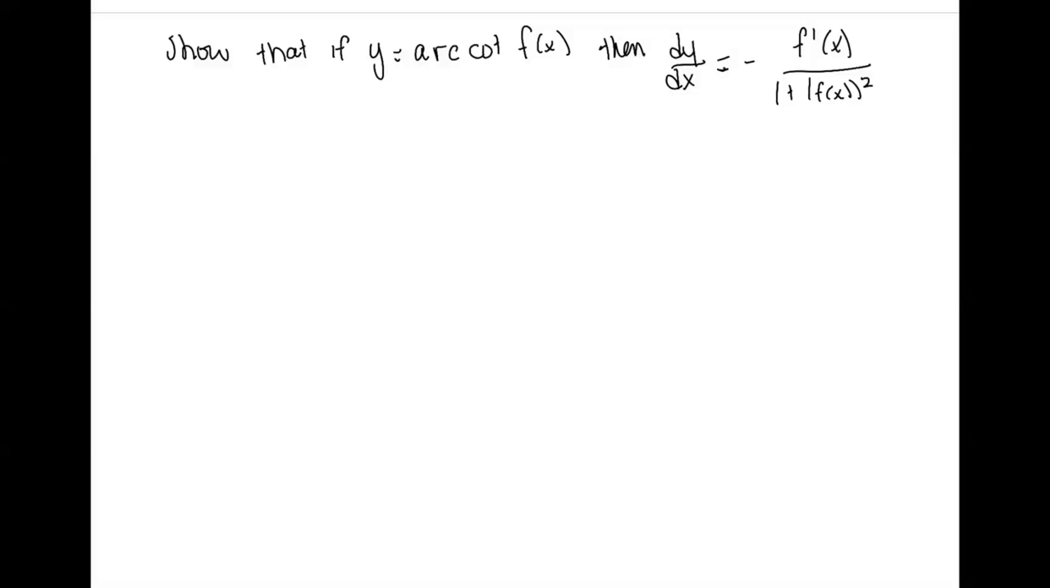Okay, in this video, we're going to show that if you have the function arccotangent of f of x, so f of x is the input, then the derivative is negative f prime of x divided by 1 plus f of x squared. We're going to use some of the techniques that Patrick JMT used in his videos, just in case you were having trouble following along. This is what I tried to do in class, but there was a mistake along the way.